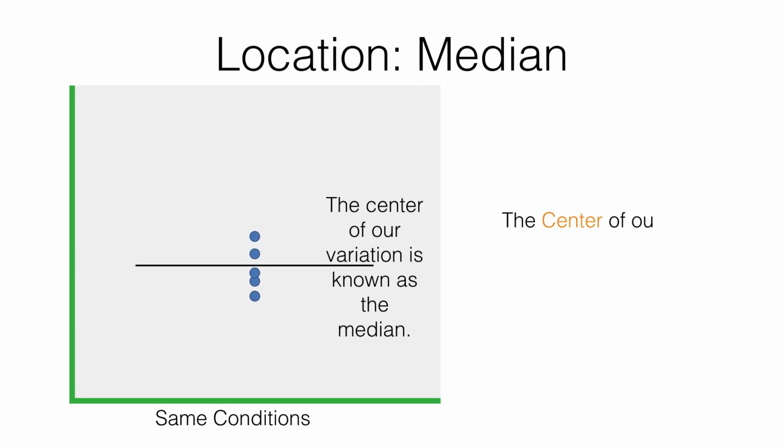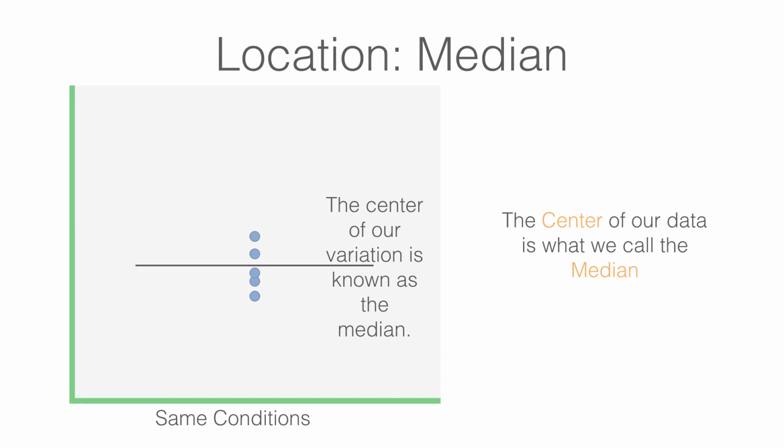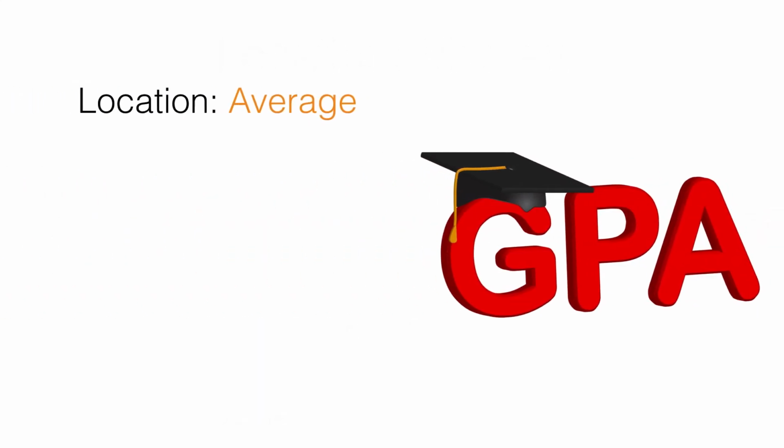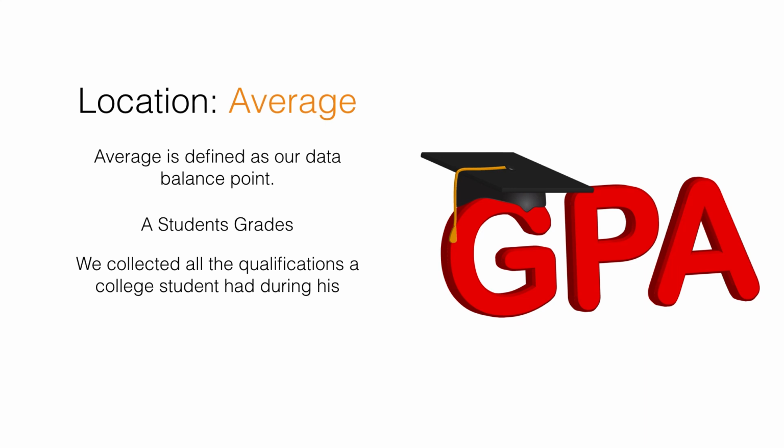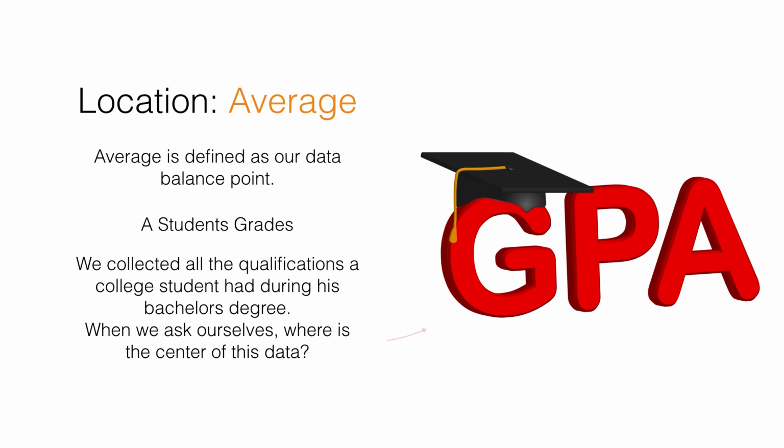The center of our data is what we call the median. Another way to know where our data is located is with what is known as average. Average is defined as our data balance point. Let's take an example, a student's grades. We collected all the qualifications a college student had during his bachelor's degree. When we ask ourselves, where is the center of this data, we answer it with the student's GPA.